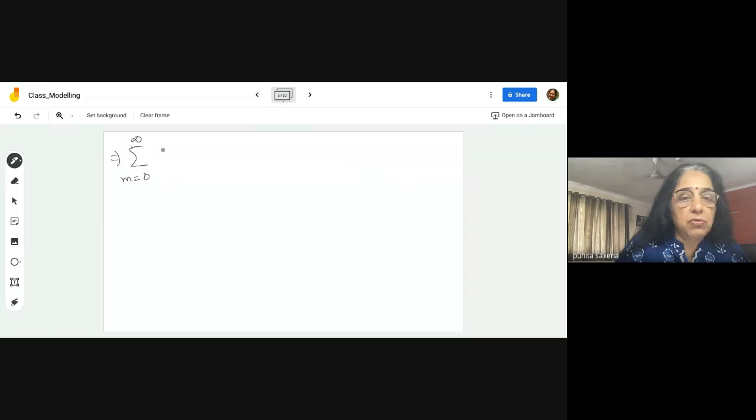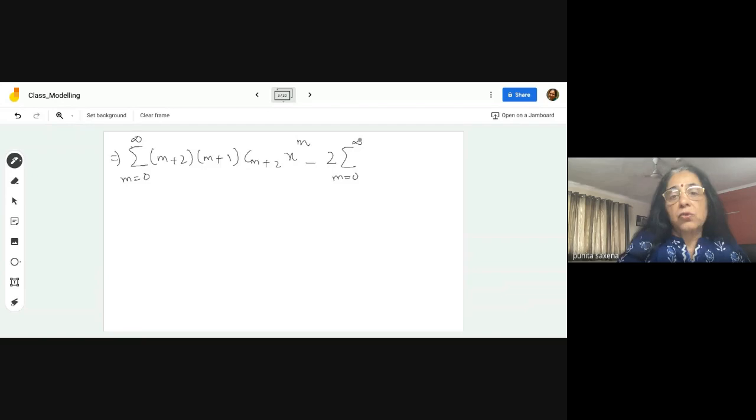Now I've changed m to m plus 2, so it will become (m plus 2)(m plus 1) c_(m plus 2) x^m, minus 2. Now I just have to change the starting point. Nothing is going to change. So it will be simply m(m minus 1) c_m x^m.